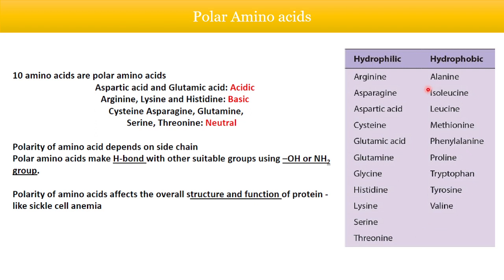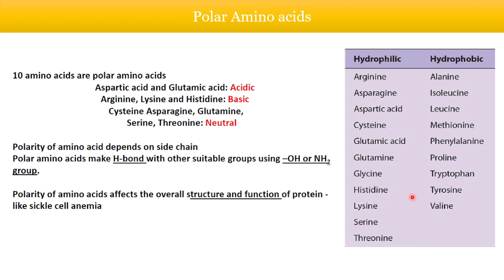And now we can categorize these amino acids. Now there are polar amino acids and non-polar amino acids, and on the basis of that we can classify them according to their hydrophilicity and hydrophobicity. So 10 amino acids are polar amino acids, which are aspartic acid and glutamic acid, which are acidic amino acids. Then arginine, lysine and histidine, which are basic. Then we have cysteine, asparagine, glutamine, serine and threonine, which are neutral yet are polar amino acids. And the polarity of these amino acids depends on the side chain.